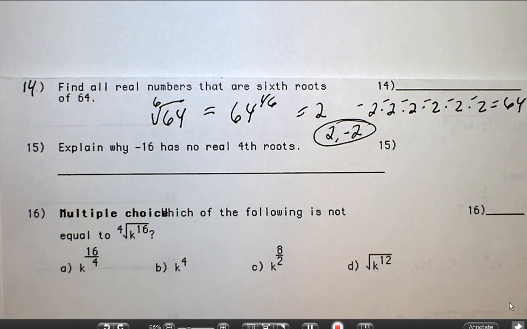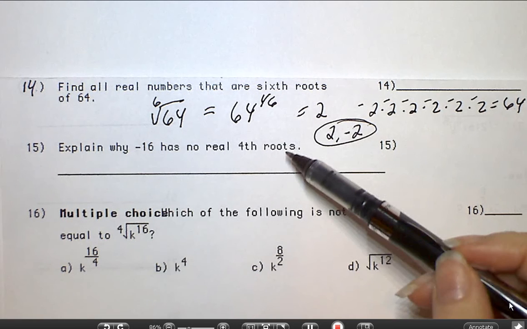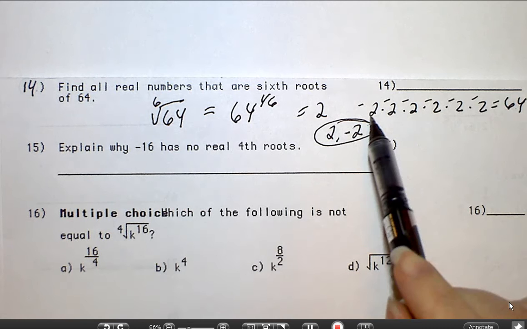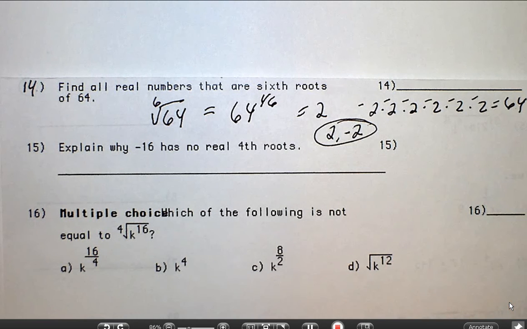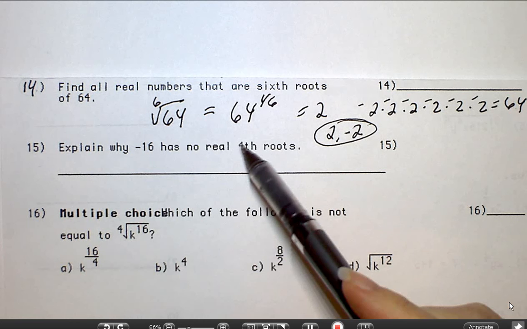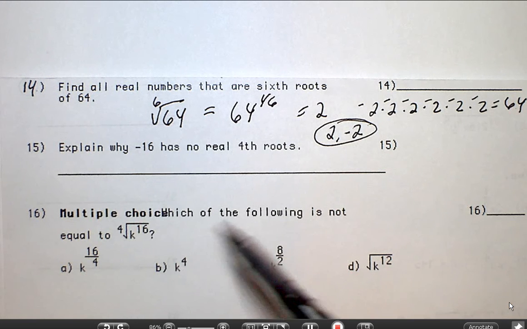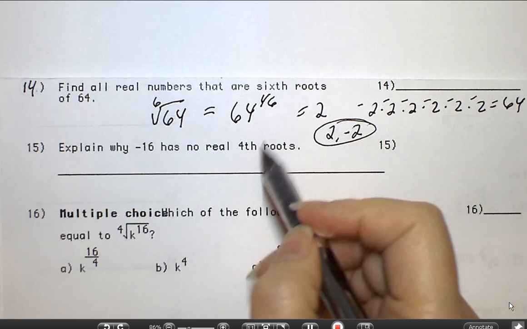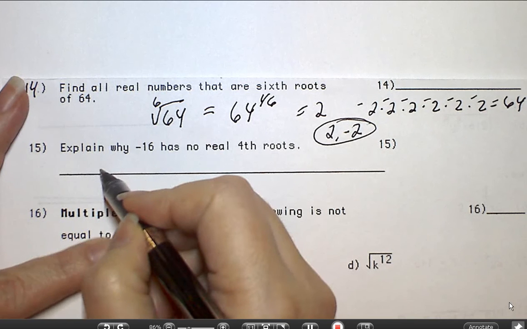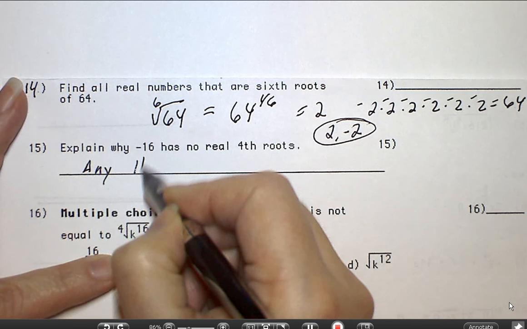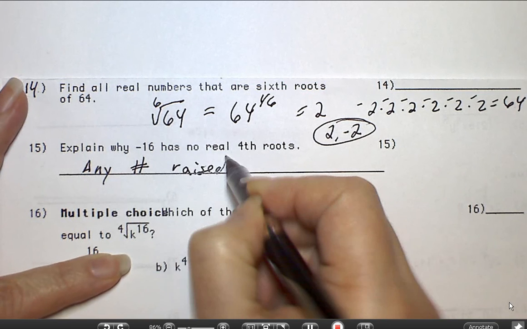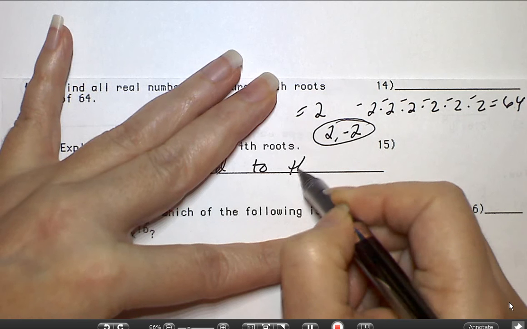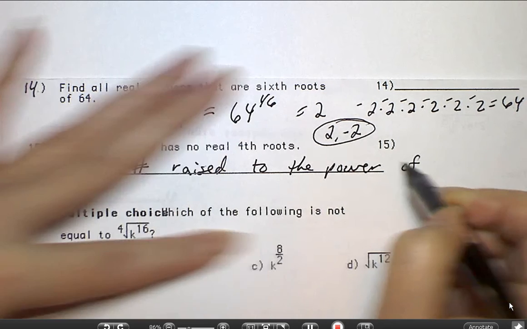Alright, explain why negative 16 has no real fourth roots. Alright, well if you think about it, when we're thinking about roots, we're really asking ourselves, what to that power will give us that number? So what to the fourth power will give us negative 16? Well, there's nothing that you could take to a power to give us negative 16. So we can say that any number raised to the power of 4 will always be positive.